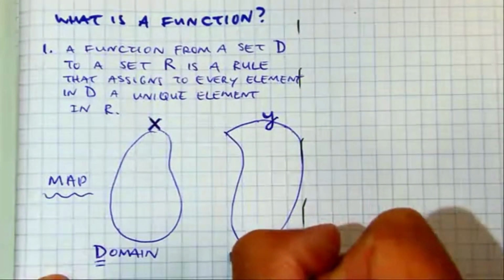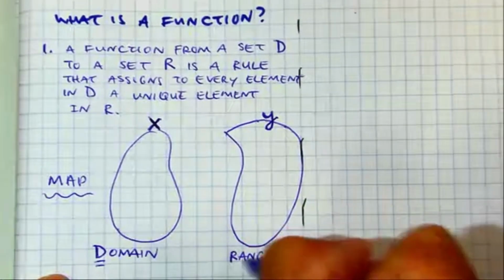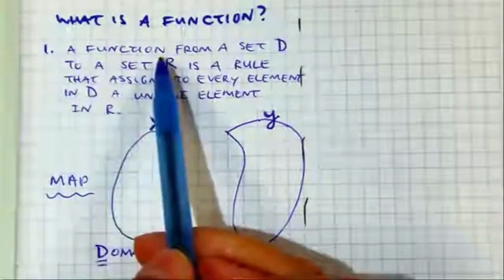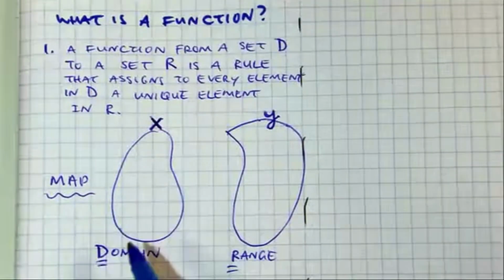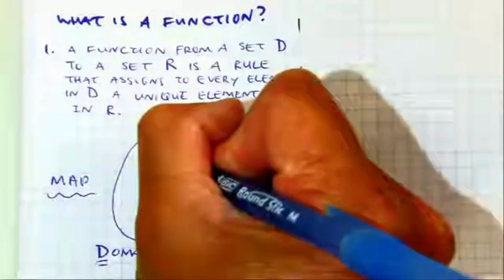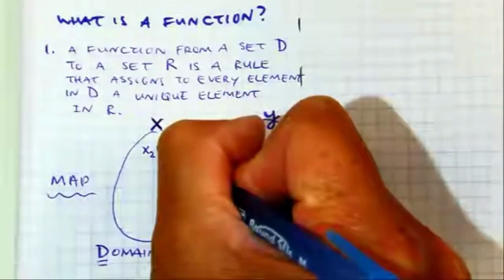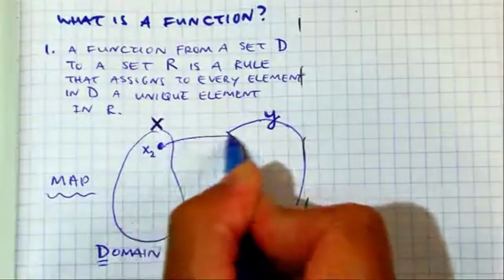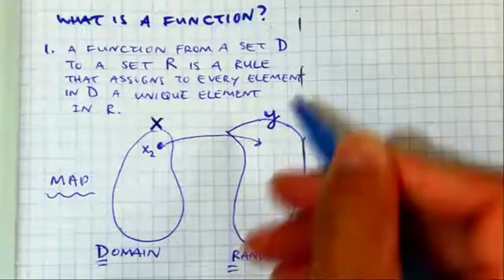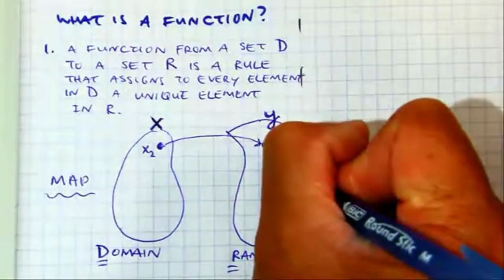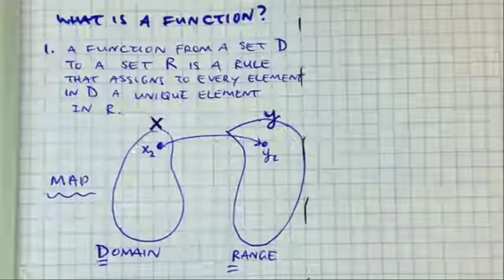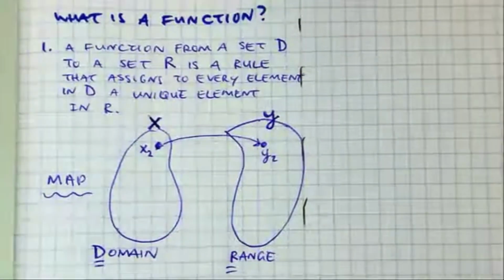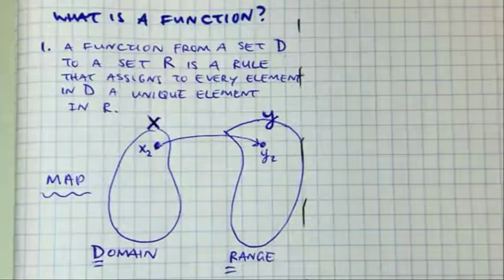What is a function? A function is from set D. Let's just say I call this one x2 to set R. So we're going over here. That's the rule, right? It's assigning from 1 to 1. Everyone say 1 to 1. Let's call this one x1. What do you think is going to happen?